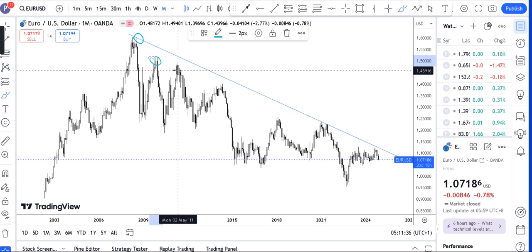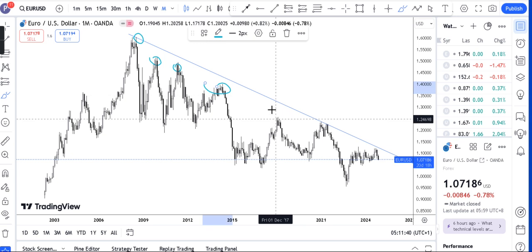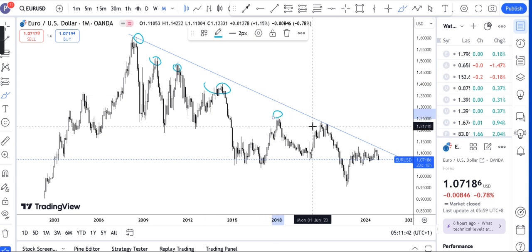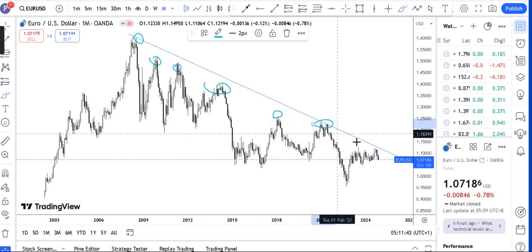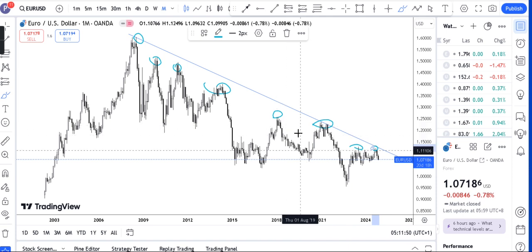This is a lower high, lower high, lower high. You understand? This is a lower high. This is a lower high. Here also is a lower high, and here is a lower high. Here is also a lower high, same as this.